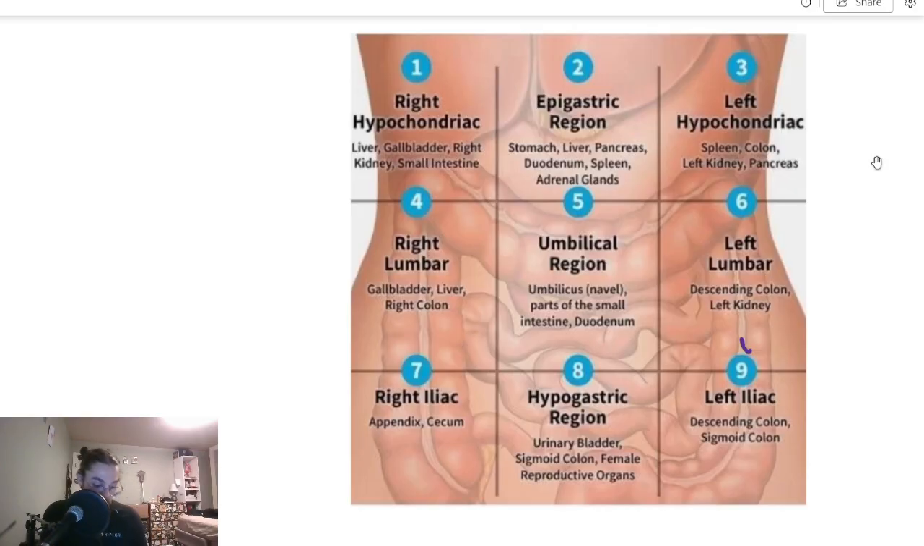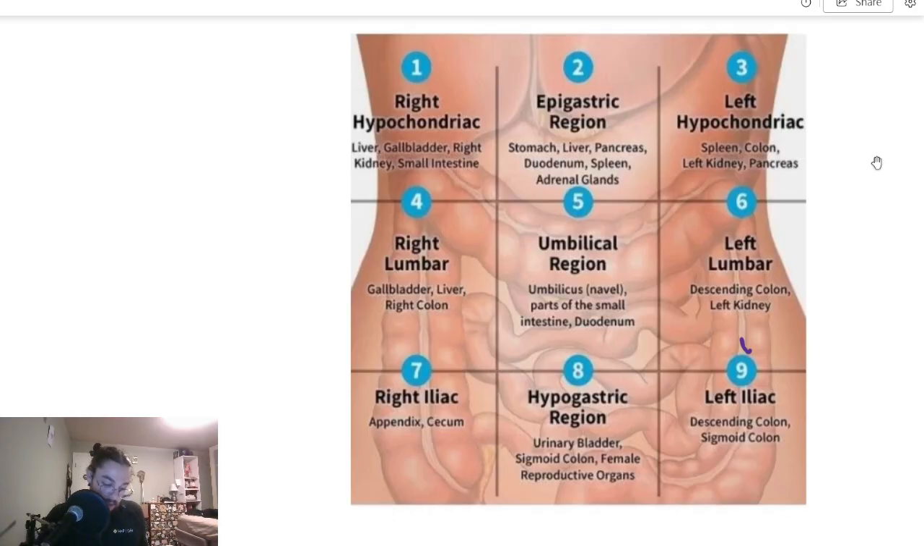Your, again, gallbladder, liver, right colon, all that stuff. You can read what's on the screen here. Then below that, if you touch where your hip is, that's your ilium or your iliac crest. You can find that bony part on the top of your hip. That right there is where your appendix and cecum are. So if you need to get that taken out, that's on your right iliac region there.